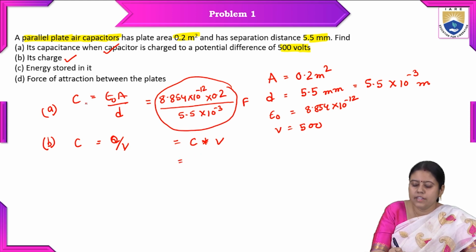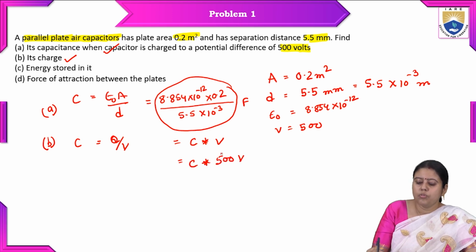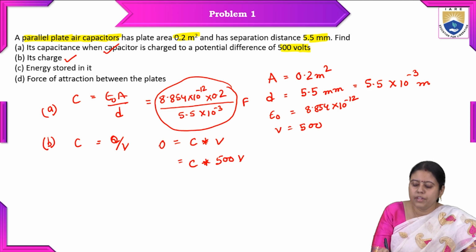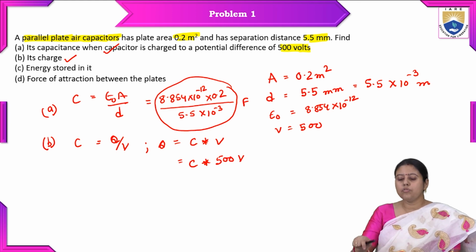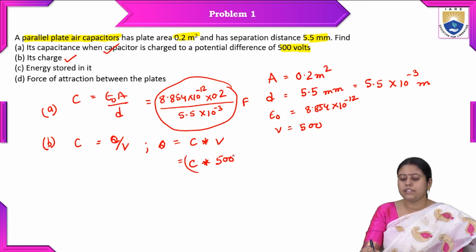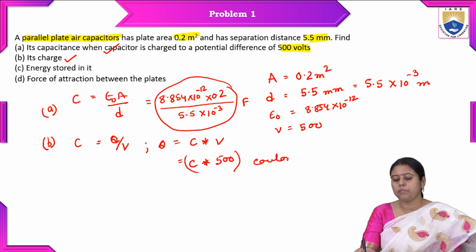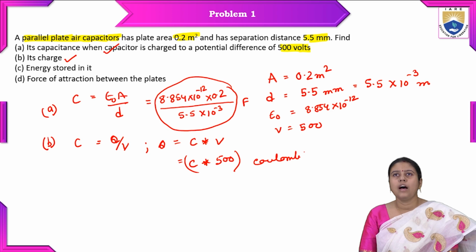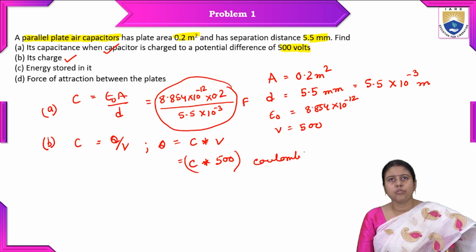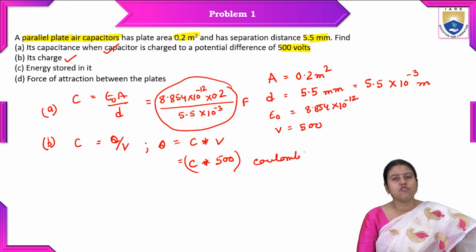So we know C into V, with V being 500 volt, so we will get the total value of the charge. And what is the unit of the charge? The unit of the charge is the coulomb. Remember one thing, in any physics type of problem, the unit is very important. So don't miss the unit. Please check the units very carefully.